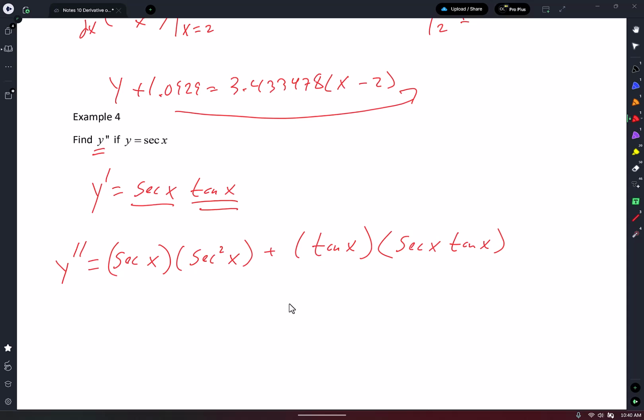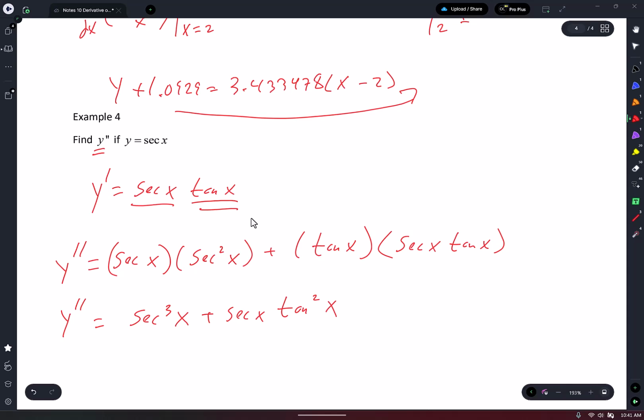All right, now we're going to make it pretty. Secant times secant squared is going to be secant cubed x. You can either put it in parentheses and the 3 on the outside, or you can put the 3 immediately after the secant. Plus, and then tan x times secant x tan x, secant x tan squared. You can make a case for factoring out a secant, but I wouldn't. I would just leave it like that. How do we feel? Okay, now it's all about practicing.